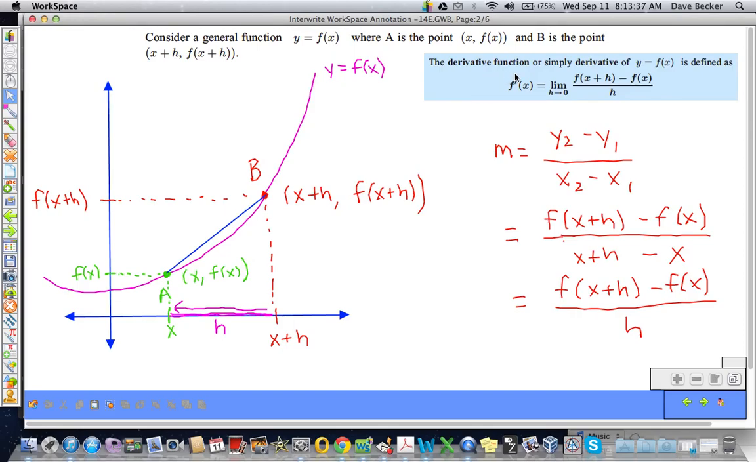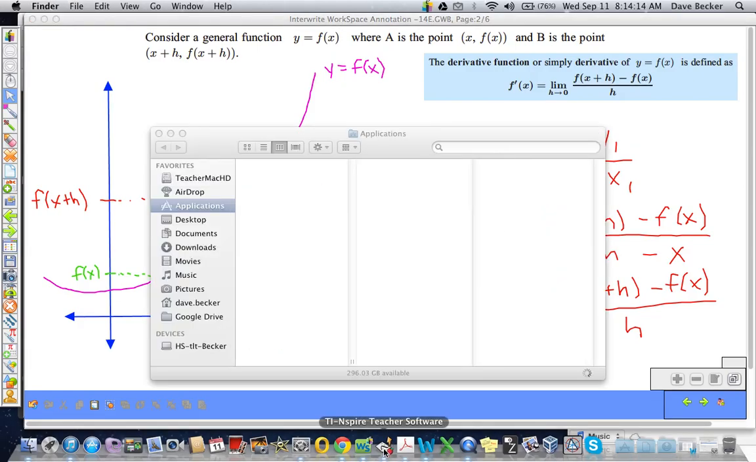The derivative function, or simply derivative, of y equals f of x is defined as f prime of x equal to the limit as h approaches 0 of f of x plus h minus f of x all over h, okay? The limit as h approaches 0. Now, when they talk about h approaching 0, they're talking about the length or the width of h. That actual value is going to 0. It's getting smaller and smaller as it approaches x.